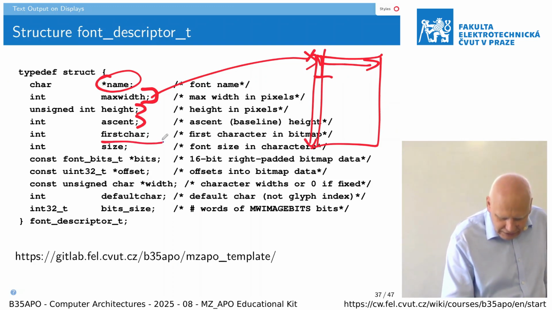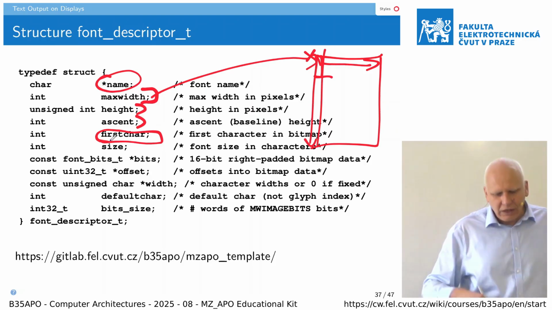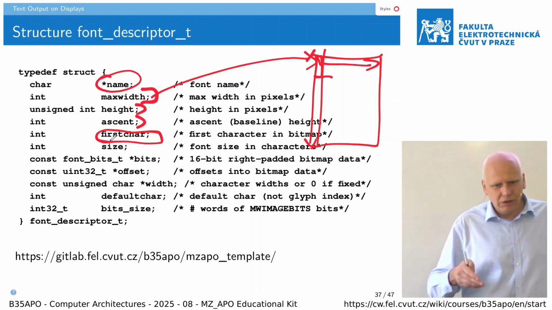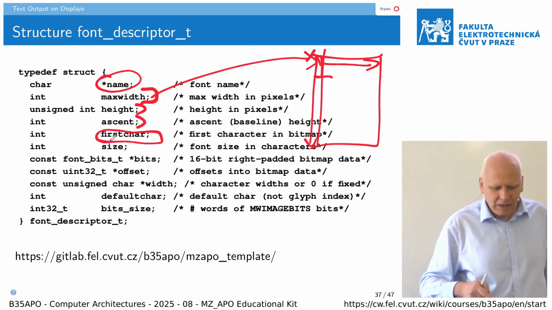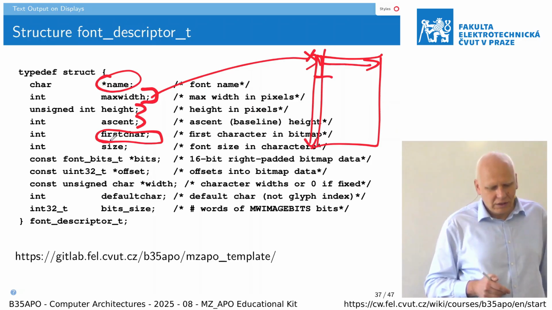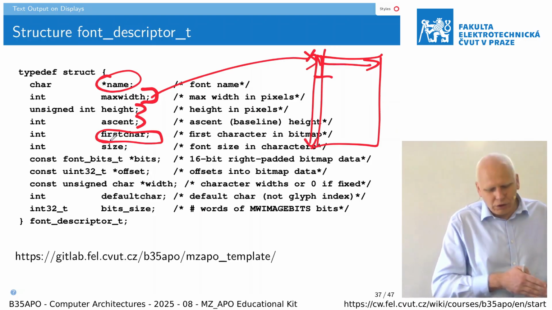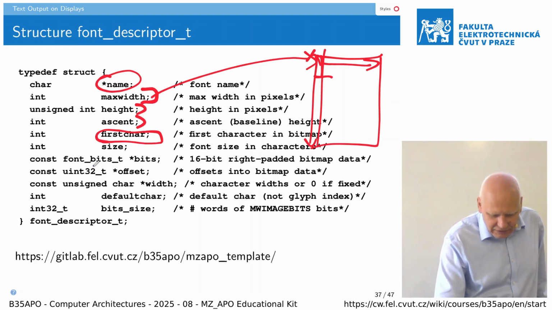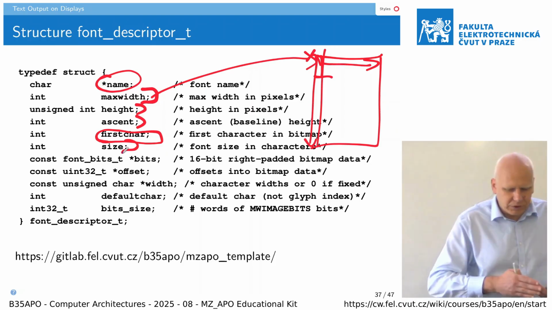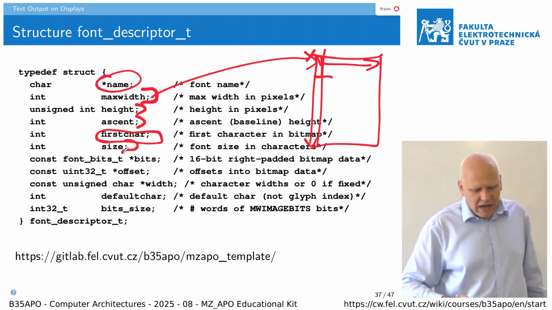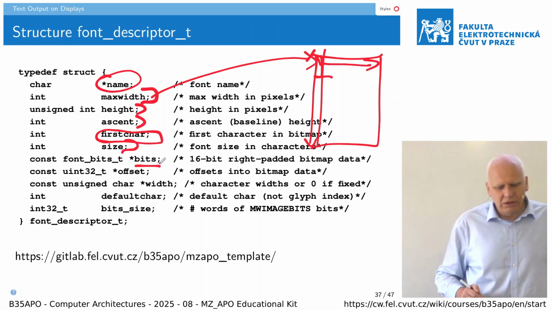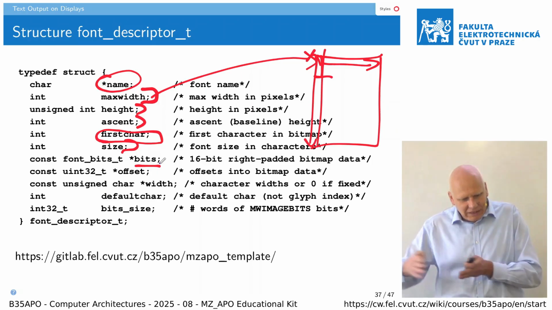Then there is the first character of the font which is mapped to a glyph. So for example, it can start at 32 decimal, and the characters encoded from 0 to 31 are ignored. Then there is the size, how many characters from the first character are mapped to actual glyphs. And then there is the offset to the bits, to those 16-bit entities.